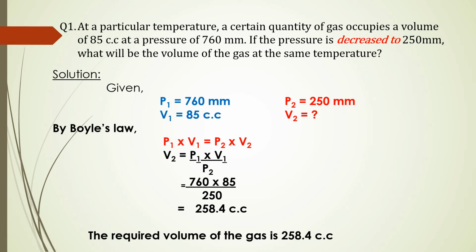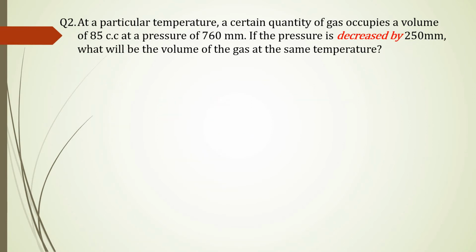Let us try to solve another question which has a different condition. At a particular temperature, a certain quantity of gas occupies a volume of 85 cc at a pressure of 760 millimeter. If the pressure is decreased by 250 millimeter, what will be the volume of the gas at the same temperature? So here the question is almost similar as question number 1.